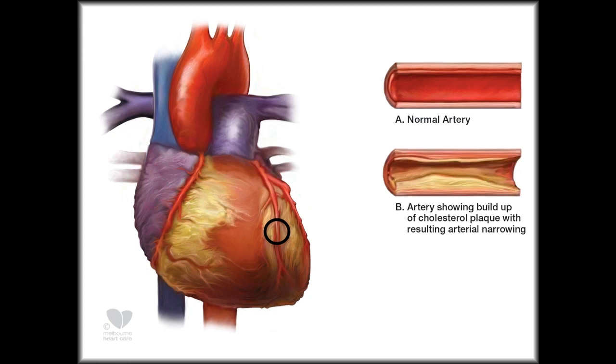A patient who has the risk factors for developing atherosclerosis will have either hypertension or hypercholesterolemia or even type 2 diabetes. And their artery will show buildup of cholesterol plaque. This buildup occurs underneath the endothelial layer in the tunica intima. And this over time will result in arterial narrowing and impairment of blood flow.